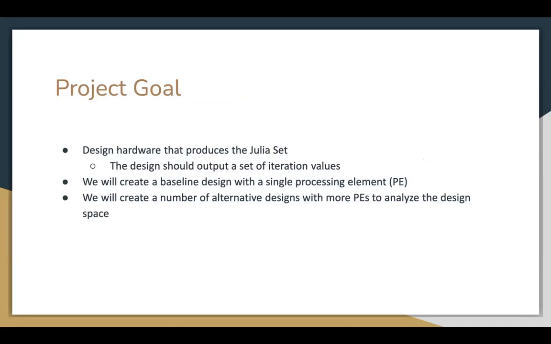Our project goal is straightforward. We want to design hardware using HLS that produces the Julia set. The design will output a set of iteration values, which can later be mapped to colors. And using a Python script, we can plot the colors and hope to obtain our own version of the Julia set.